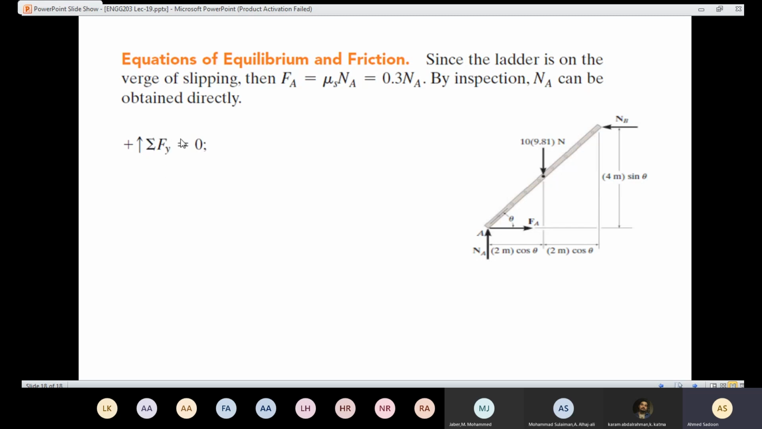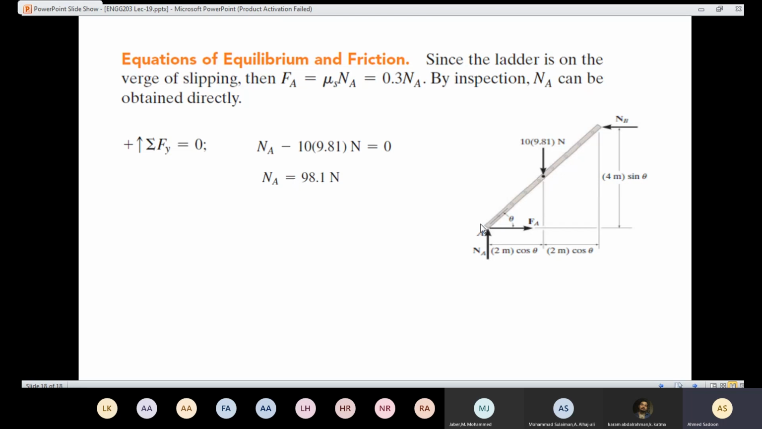Summation of the forces in y-axis should equal 0. I have only NA, and I have the weight of the ladder. So I have only this one and that one. This one is going to be positive, this one is going to be negative. Then the value of NA is going to be 98.1 newtons. So now I know the value of NA. I can determine the value of FA.